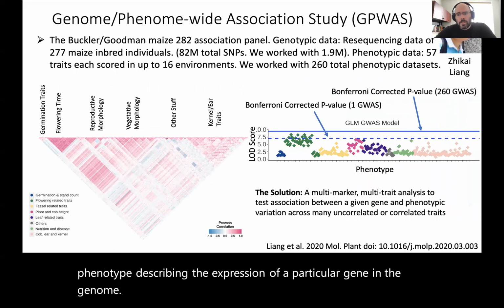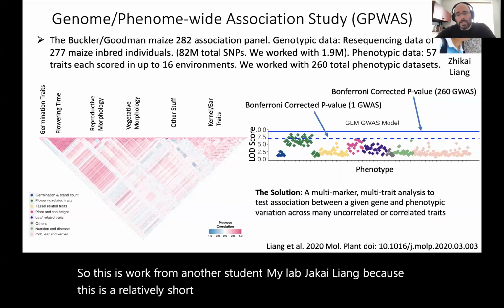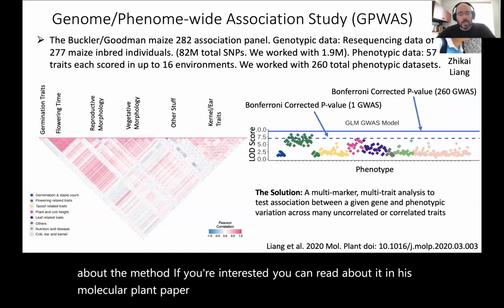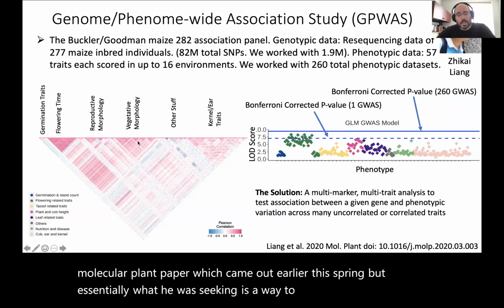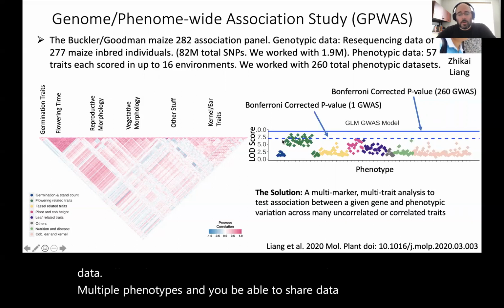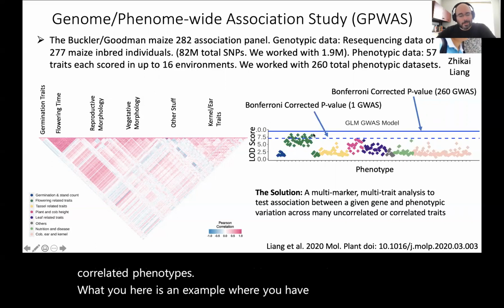So this is work from another student in my lab, Jikai Liang. And because this is a relatively short talk, I'm not going to go into a lot of detail about the method. If you're interested, you can read about it in his Molecular Plant paper, which came out earlier this spring. But essentially what he was seeking is a way to actually leverage all this data from multiple phenotypes and be able to share data between correlated phenotypes. What you see here is an example where you have many signals from different related phenotypes.